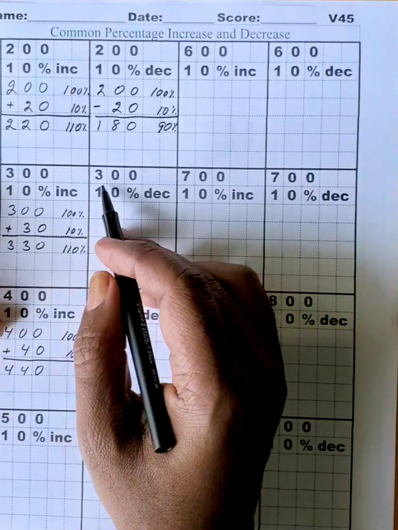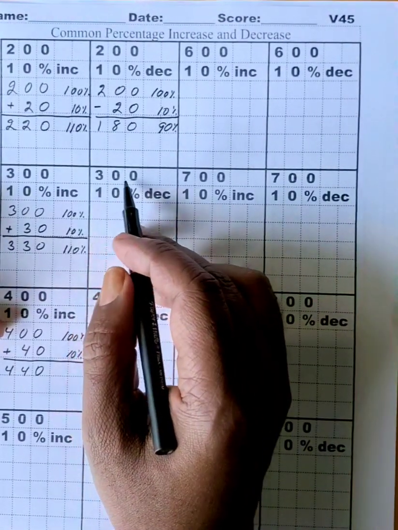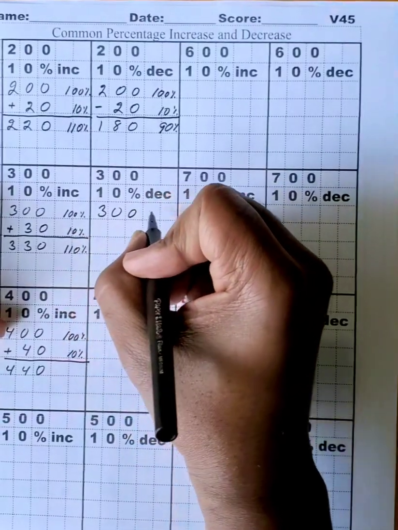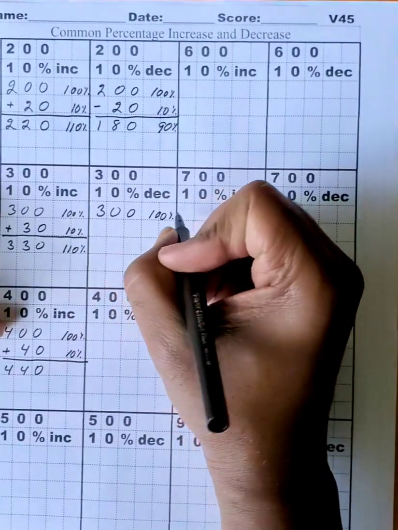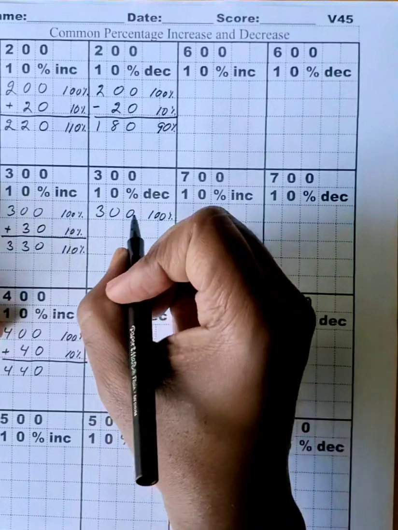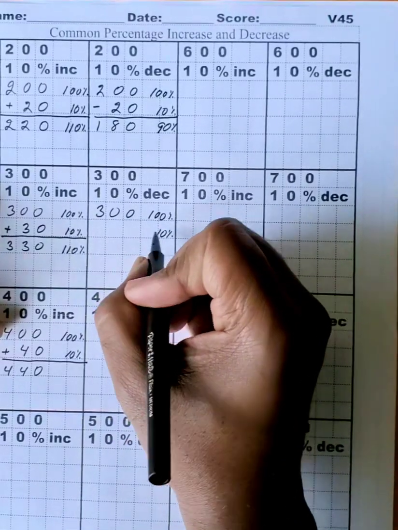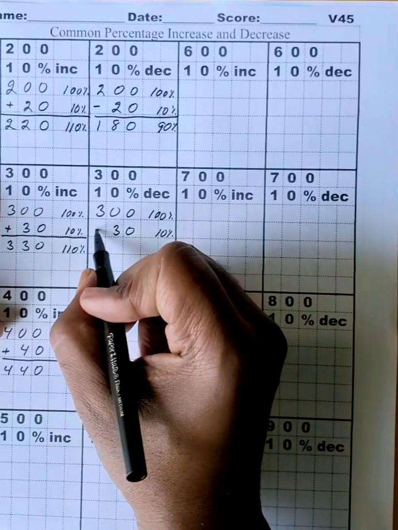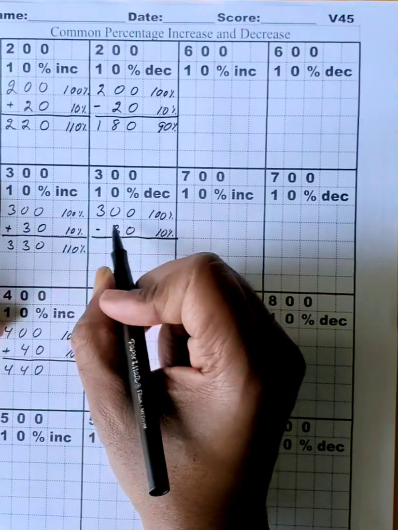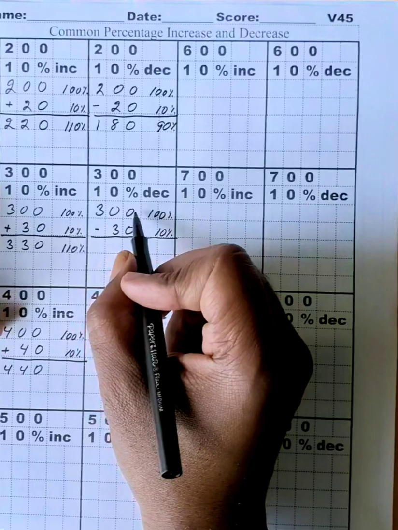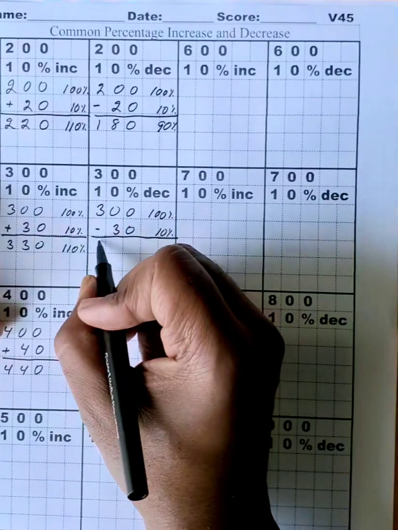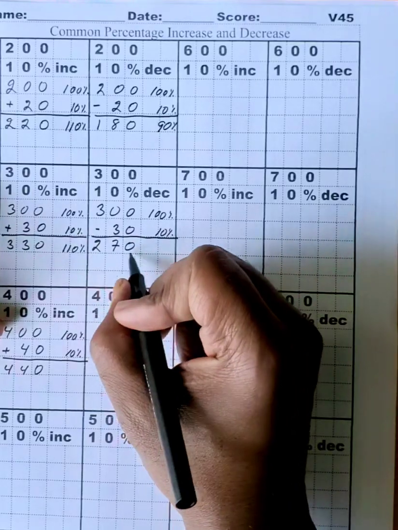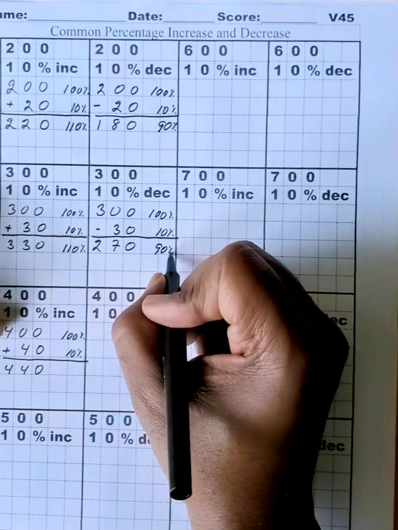Let's find out what we have for 300 with a 10% decrease. 300 represents 100%, the entire value. 10% will be represented by 30. A decrease will be subtracting these two. So 300 minus 30 is 270. This 270 represents 90%.